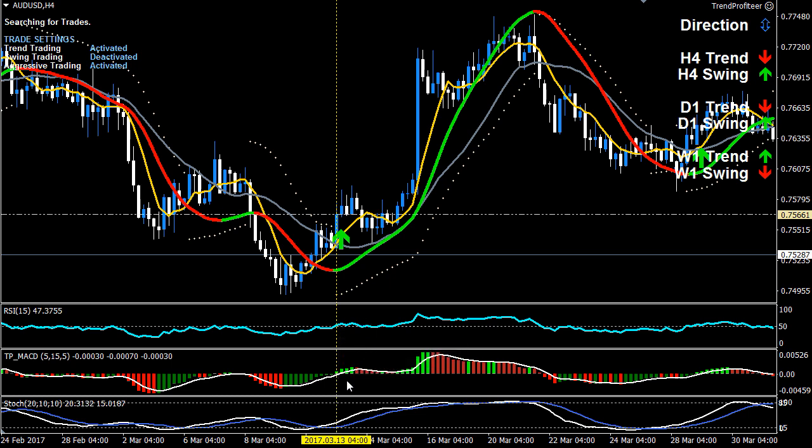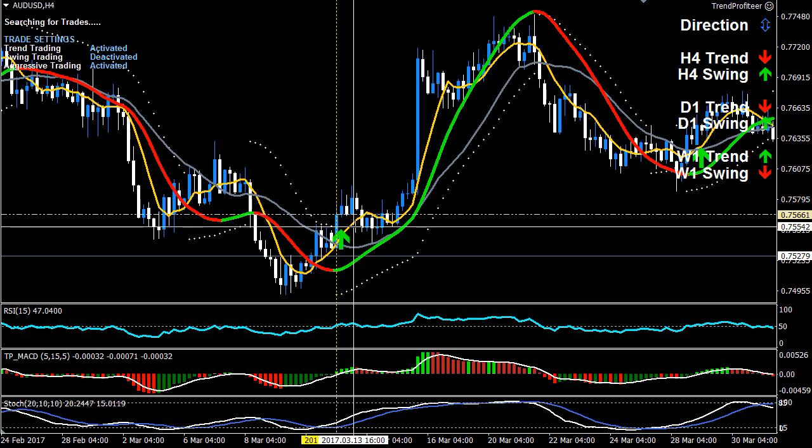We've got the MACD above the zero line. It doesn't need to be green. It is in this case. It doesn't need to be above the signal line, which it also is in this case, but as long as it's above. And we've got the white stochastic above the blue stochastic. So they're all the rules in place.